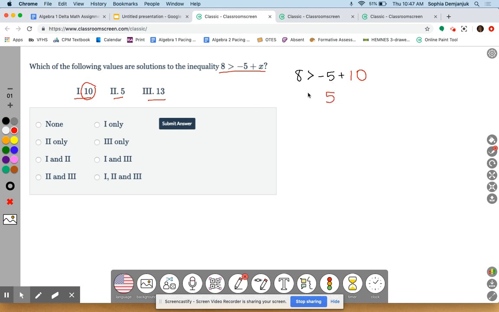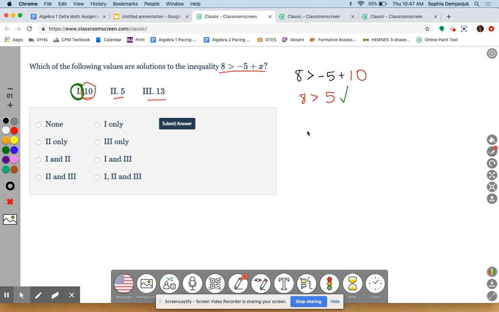And I'm going to bring down my 8 and greater than symbol. Remember, the alligator always is supposed to eat the bigger number. And for this example, 8 is greater than 5. So we have a green check. We know that the first option is true. I'm going to circle it in green to keep myself organized. Then I'm going to go ahead and try the second option.